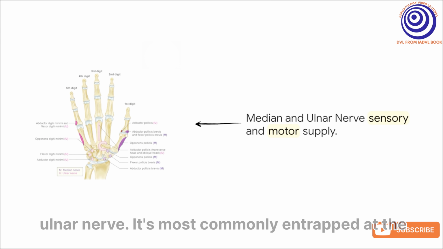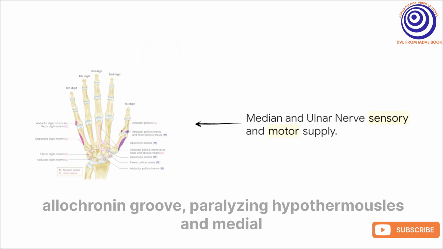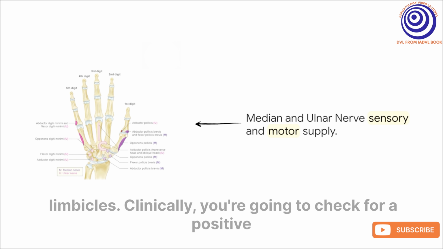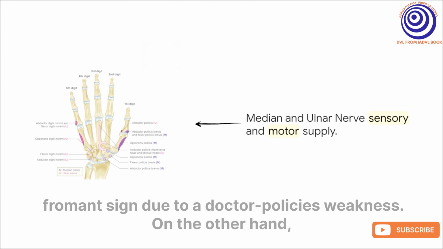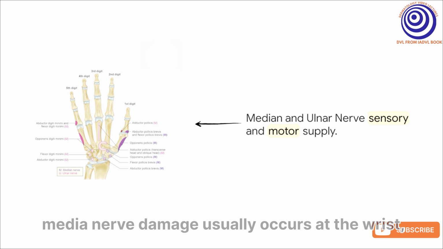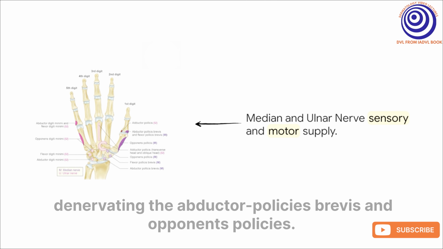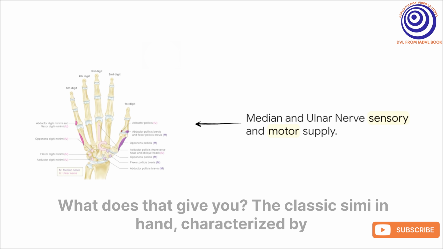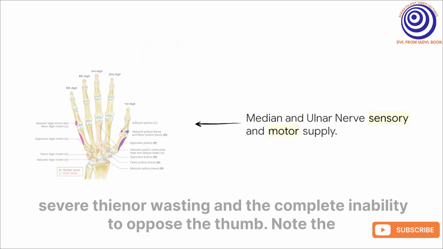Take the ulnar nerve. It's most commonly entrapped at the olecranon groove, paralyzing hypothenar muscles and medial lumbricals. Clinically, you're going to check for a positive Froment's sign due to adductor pollicis weakness. On the other hand, median nerve damage usually occurs at the wrist, denervating the abductor pollicis brevis and opponens pollicis. What does that give you? The classic simian hand, characterized by severe thenar wasting and the complete inability to oppose the thumb.